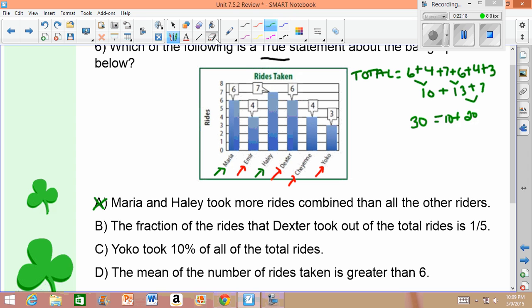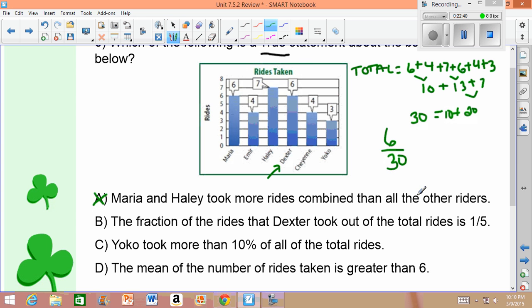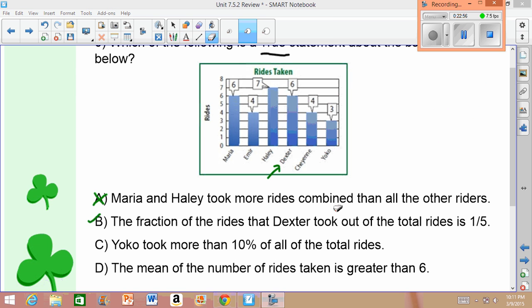So we're specifically looking at only Dexter's information. So Dexter had 6 out of 30. So 6 out of 30. So I have to take Dexter's fraction and I have to simplify that information. So remember, when I simplify, we divide the top and the bottom by 6. So that gives us 1 out of 5. So right now that's looking like a true statement. So let's check statement C.